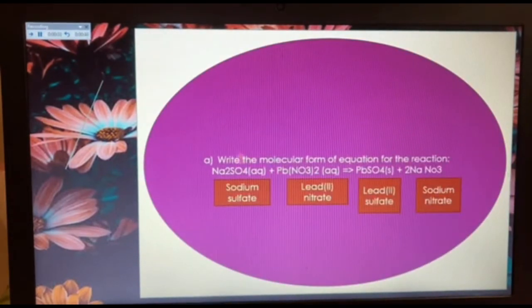And question 1a is to write the molecular form of the equation for the reaction. It's sodium sulfate plus lead nitrate, giving lead sulfate plus sodium nitrate.